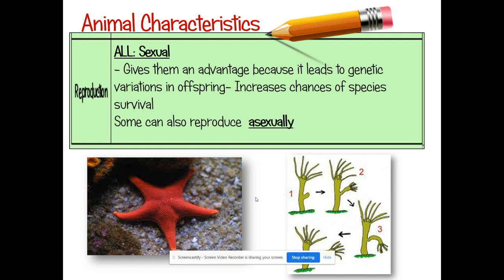But being able to reproduce asexually can give some advantages as well. There are a large number of animals that can also reproduce asexually. That's when it's one parent and the offspring are genetically identical to the parent. We've talked about this before, starfish. I showed you the video, if you remember, of the starfish fragmentation and how one limb of the starfish can just regrow into a whole new starfish.